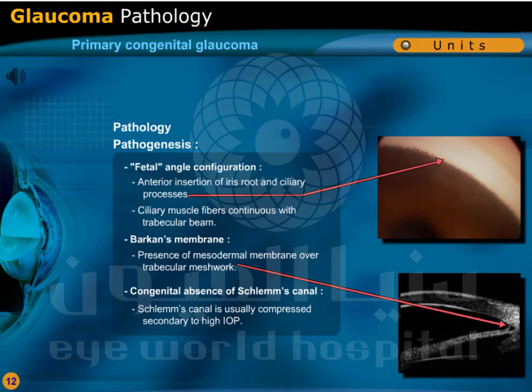Pathogenesis. Fetal angle configuration: anterior insertion of iris root and ciliary processes. Ciliary muscle fibers are continuous with the trabecular beam. Barkan's membrane: presence of a mesodermal membrane over the trabecular meshwork. Congenital absence of Schlemm's canal. Schlemm's canal is usually compressed, secondary to high intraocular pressure.